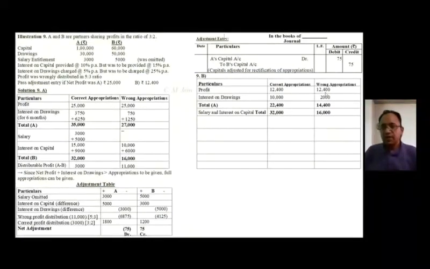Similarly, as per wrong appropriations also, the profit and interest on drawings total is 14,400. But appropriations to be given are more than it, 16,000. So again, we will have to limit. How will we limit? Write down in the next row particulars: since total A is insufficient. Insufficient for what? For giving the appropriations of salary and interest on capital. So salary and interest on capital will be limited.